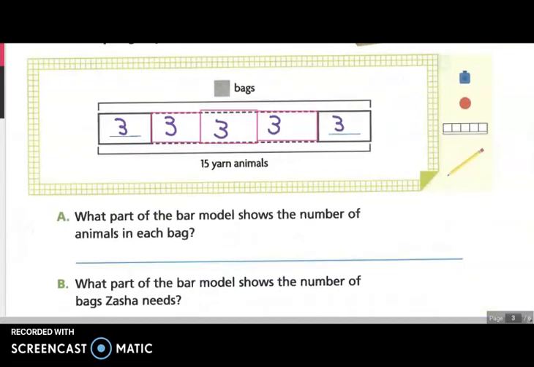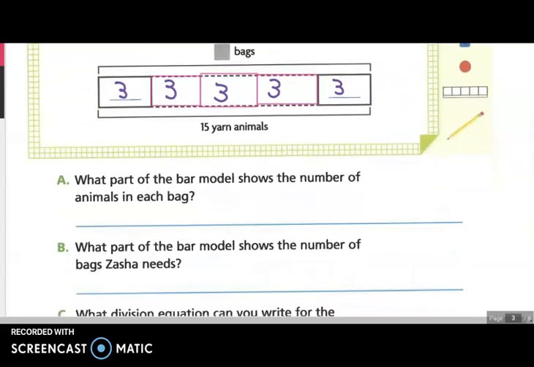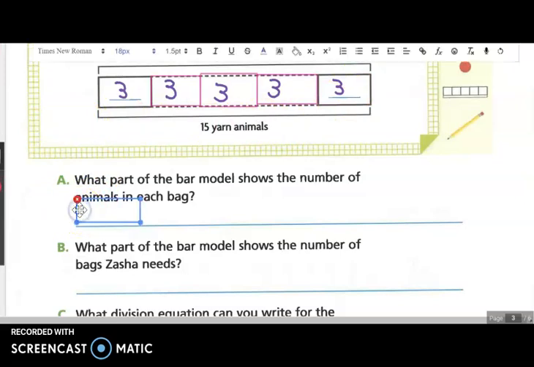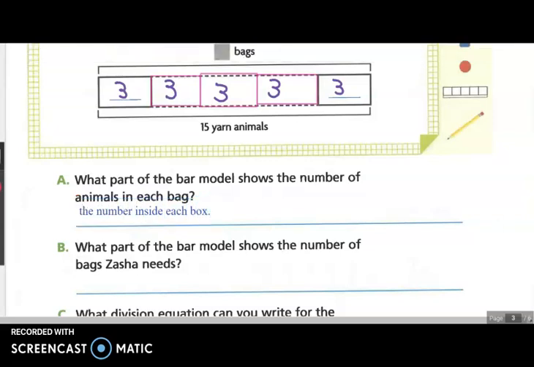What part of the bar model shows the number of animals in each bag? Who can help me with this? What part of this model shows the number of animals in each bag? Catherine. The number inside each box. Well, that's all we're going to write. The number inside each box. Okay, if you're at home, shut your video off and get that sentence down.